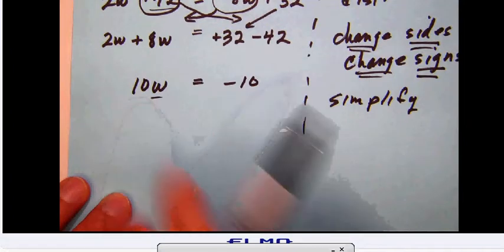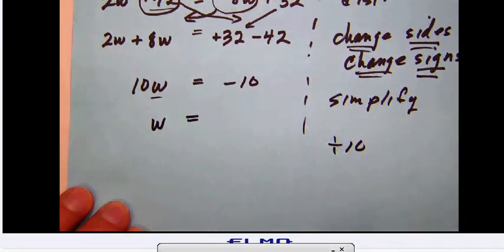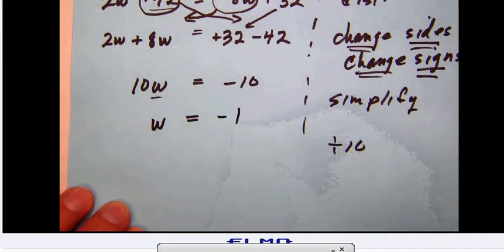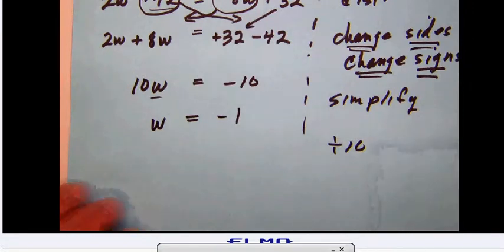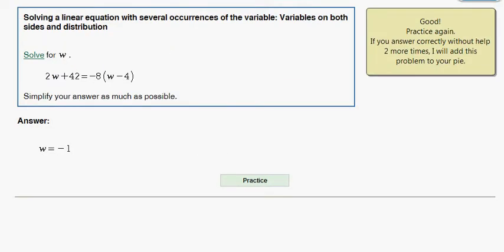And the opposite of multiply is divide, so I'll simply divide both sides of the equation by 10. We're going to have negative 10 divided by 10. Of course, that's negative 1. And so as we get our answer, negative 1, we'll put that back into ALEKS, see if ALEKS is happy with that. And of course it is.